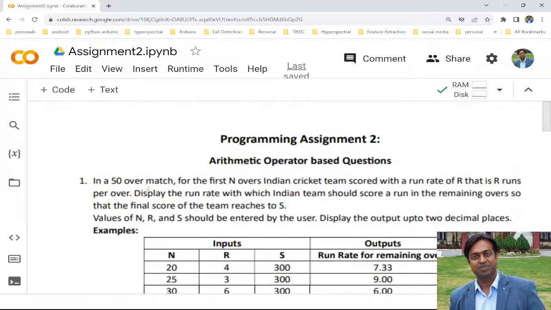The first problem is related to the cricket match, in which, like we know that in the one-day match, it is of 50 overs. So the problem is that if in the first n overs, the Indian cricket team has scored with a run rate of R, like over here we have the example, if for the first 20 overs the run rate is 4 and if the target is 300 runs, then what should be the run rate after 20 overs? For the remaining 30 overs, what should be the run rate?